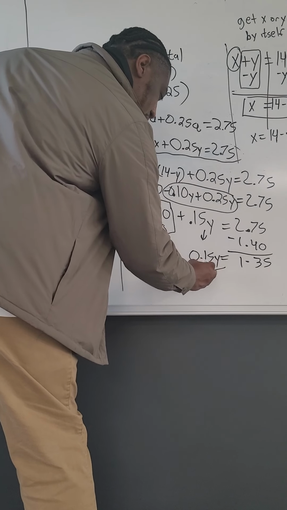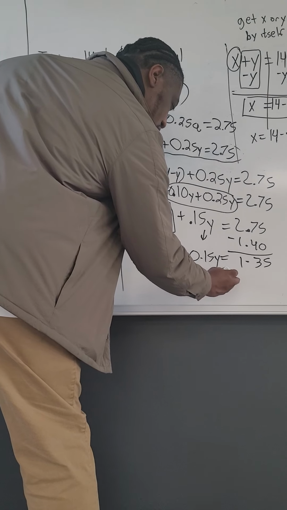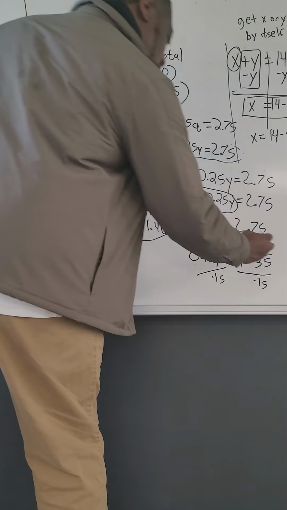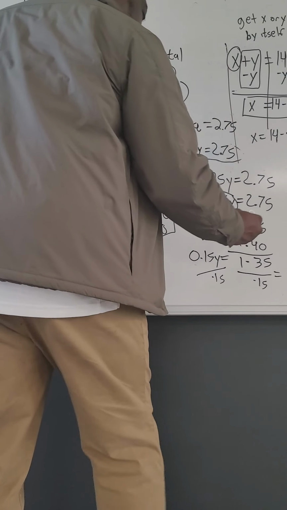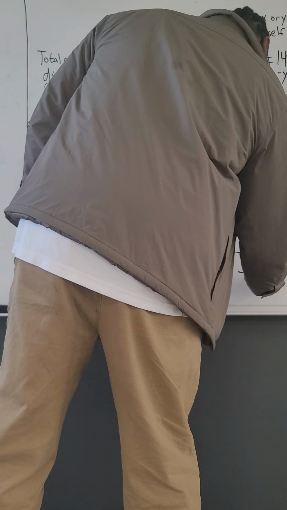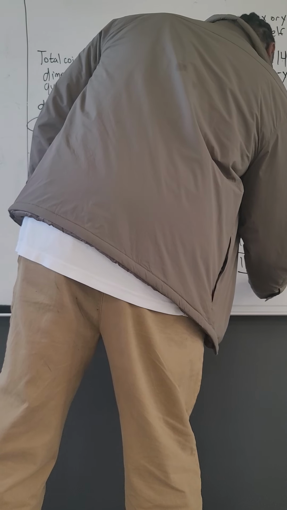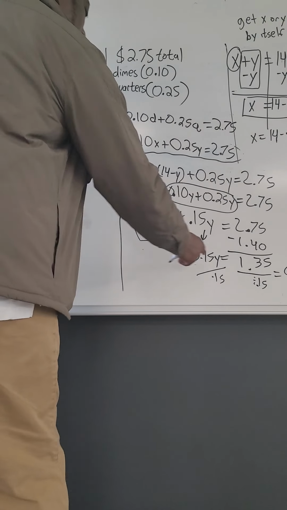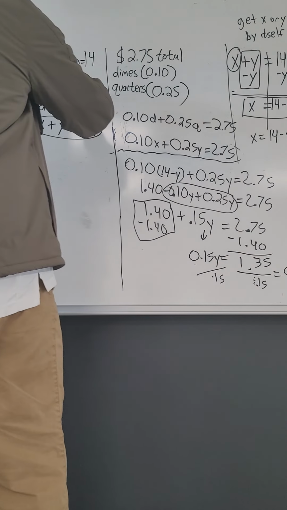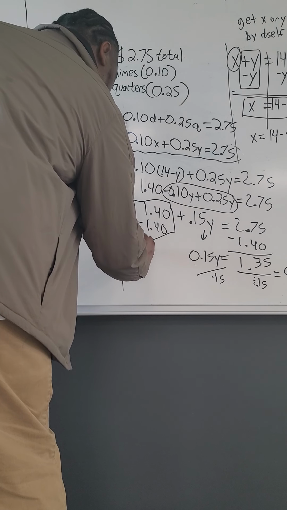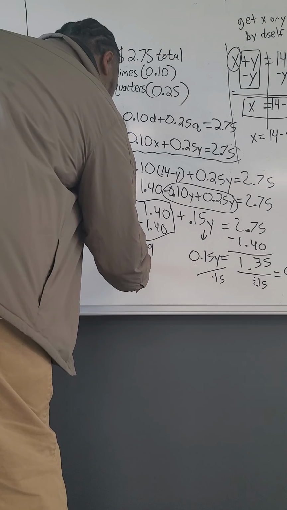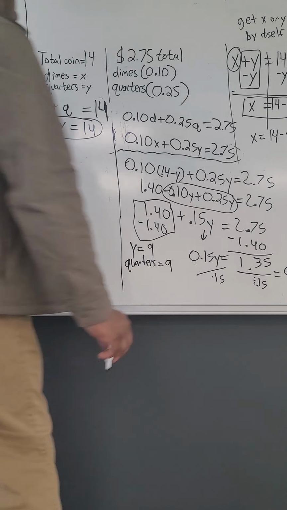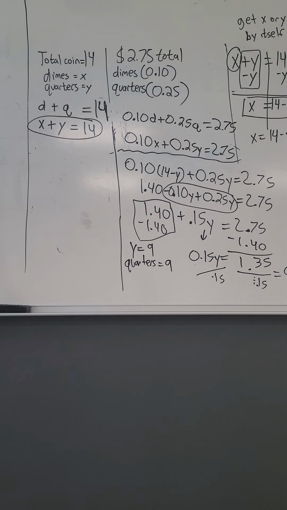Now once I divide by 15 cents, that's going to give you 9. That equals just 9. There you go. So the 9 equals the y. Remember the y was quarters. So y equals 9. So quarters equals 9. All right, we got half the battle done already.